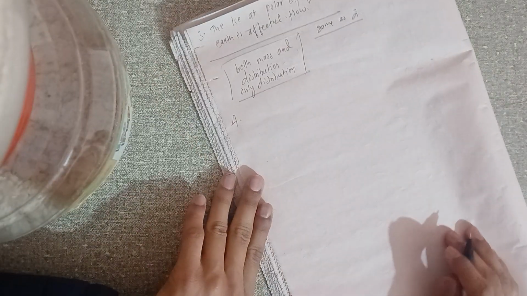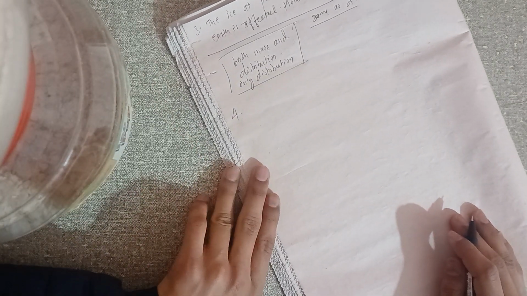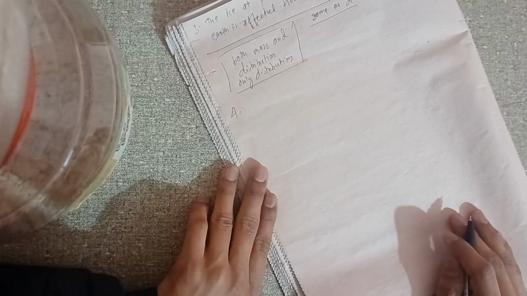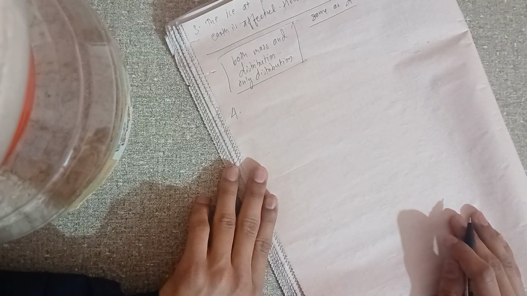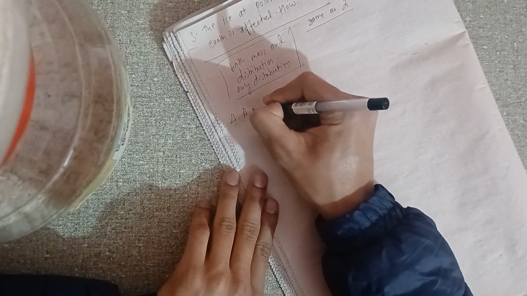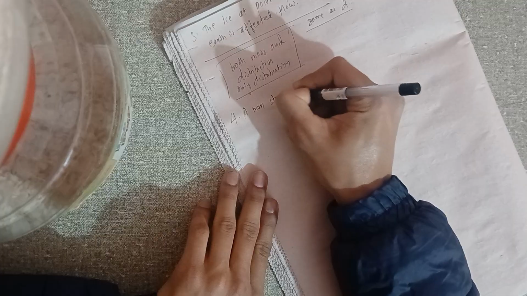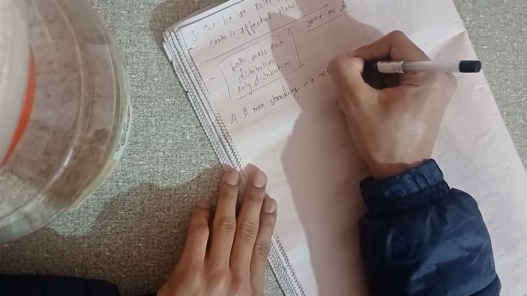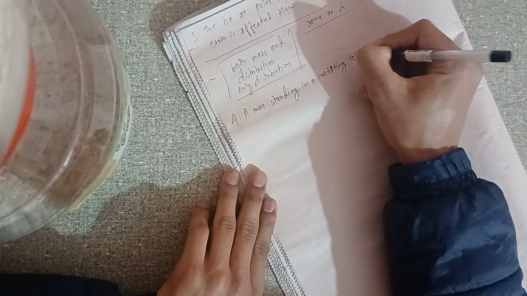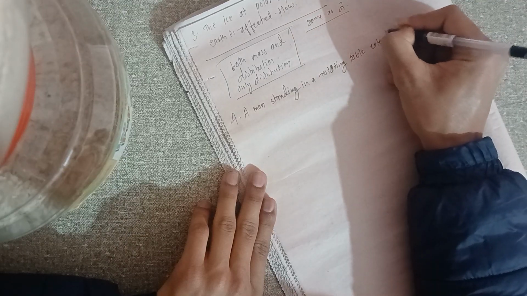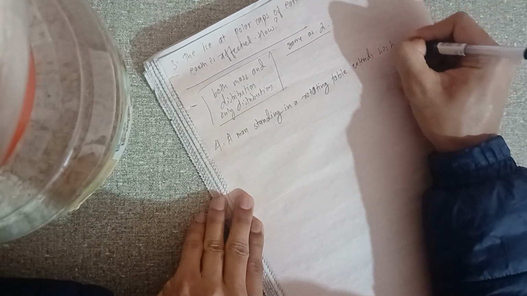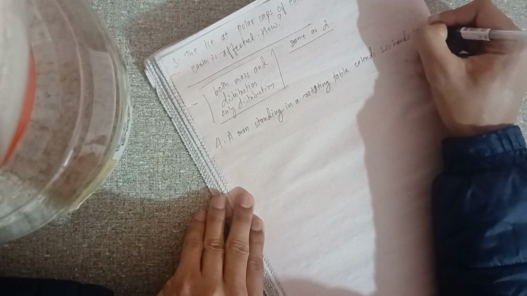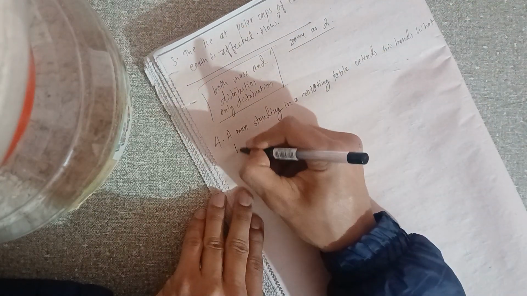So that's it. Question number 4, if you move on, then it says a man standing on a rotating table extends his hands. Suddenly what happens? A man standing on a rotating table extends his hands. What happens?